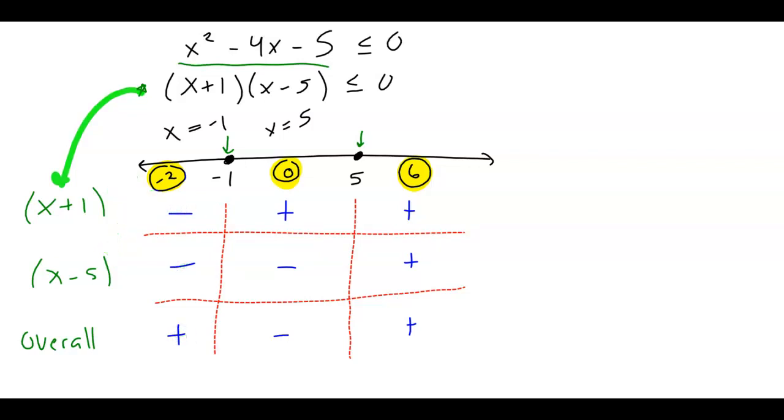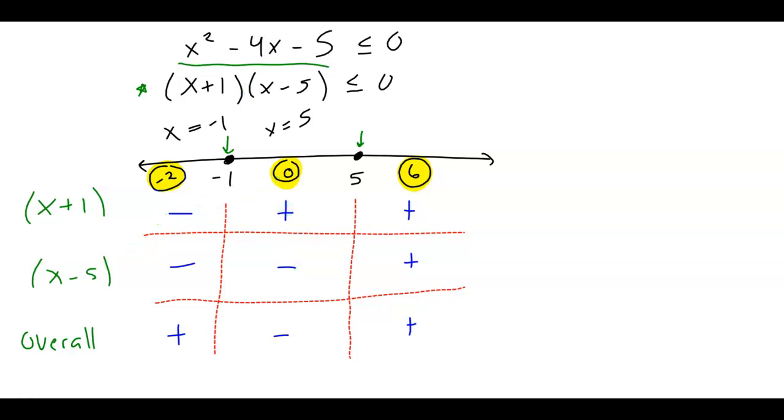Okay. And then if I do 0 in the middle, if I plug 0 into x plus 1, I get a positive. If I plug 0 into x minus 5, I get a negative. But when we multiply our factors together, a positive times a negative is a negative. So you can see how I filled out the chart like they did on the video.